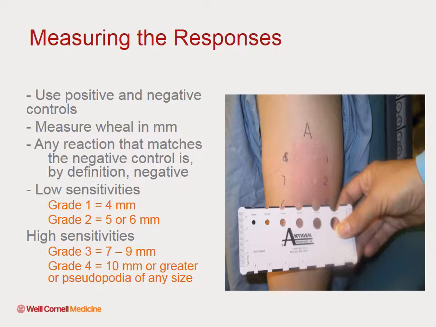And low sensitivities are grade 1 and grade 2. Grade 1 is a 4 millimeter wheal. Grade 2 is a 5 or 6 millimeter wheal. And then the higher sensitivities, grade 3 is a 7 to 9 millimeter wheal. And grade 4 is 10 millimeters or greater, or pseudopodia of any size.